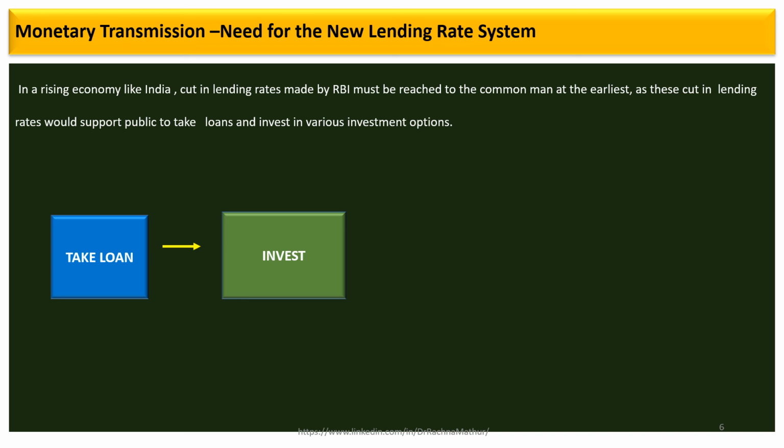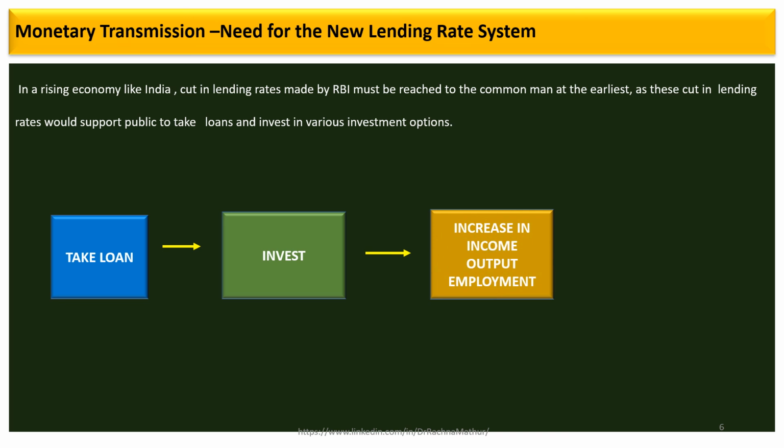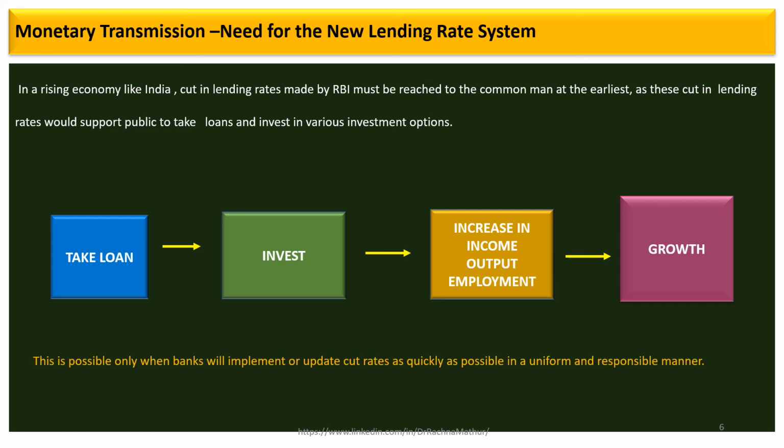So if there is more investment in the economy, it will definitely increase income, output and employment. Because the more the investment, the more there will be a multiplier-times increase in income in the economy through the investment multiplier. And as a result, this will help in the growth process of the Indian economy. This is possible only when banks implement or update rate cuts as quickly as possible in a uniform and responsible manner.